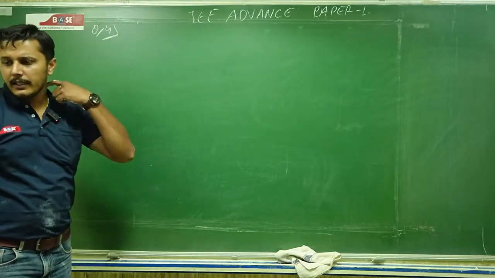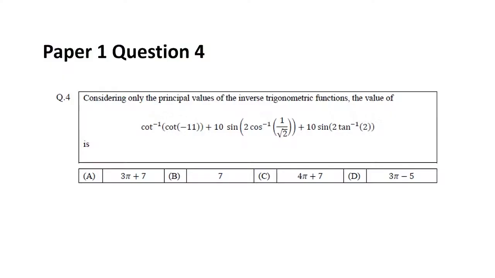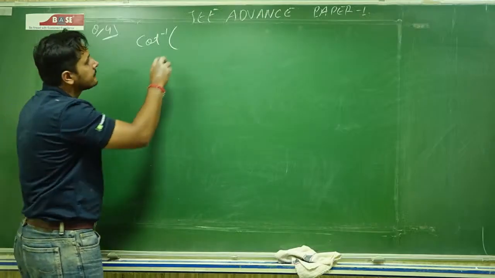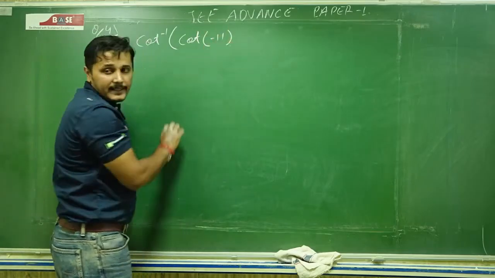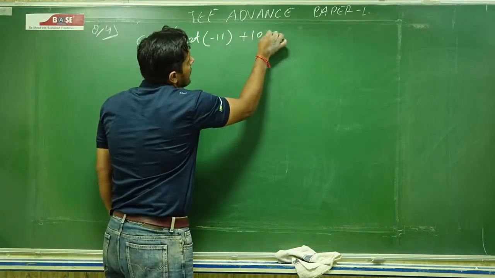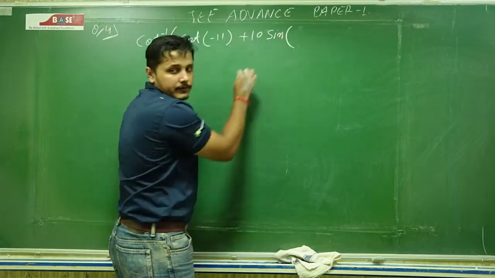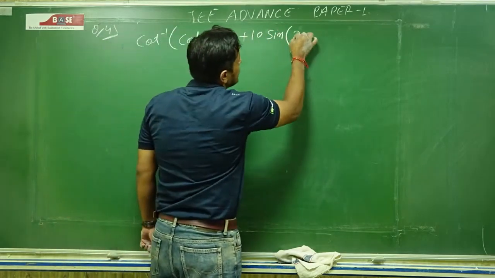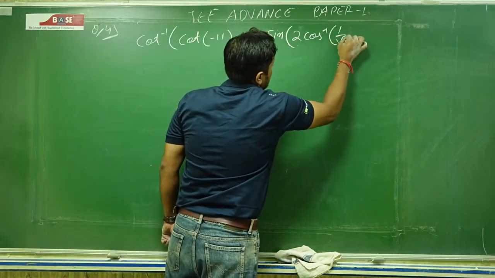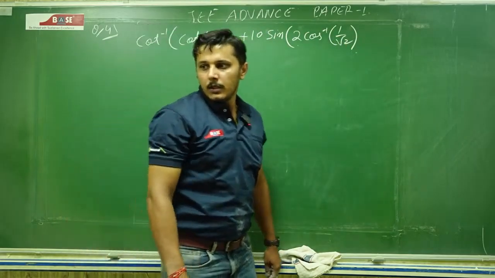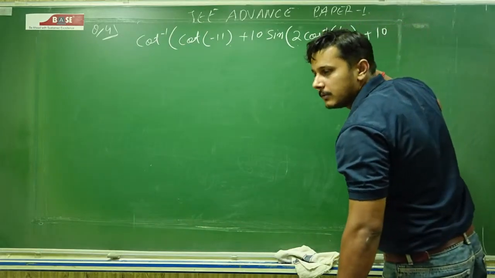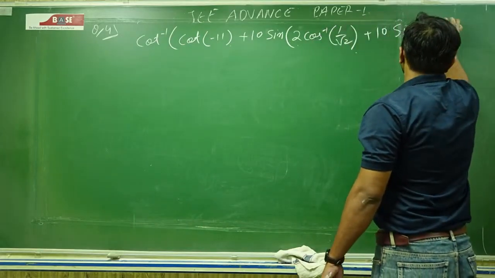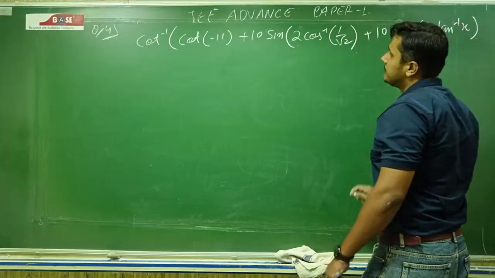Question number 4, again it's a question based on ITF, inverse trigonometric functions. What is the question? Cot inverse cot minus 11, plus tan of sine of 2 cos inverse 1 by root 2, plus 10 times sine of 2 tan inverse x.